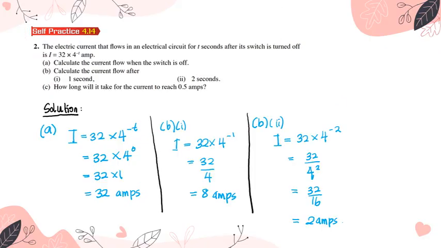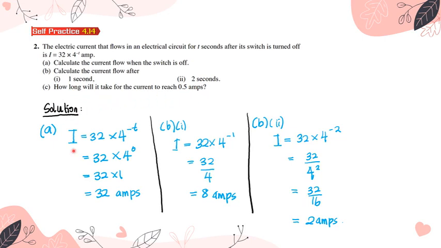Okay, question 2. The electric current that flows in an electrical circuit for t seconds after its switch is turned off is I is equal to 32 times 4 to the power of negative t amperes. So A, calculate the current flow when the switch is off. B1, calculate the current flow after 1 second, and also B2 after 2 seconds. And C, how long will it take for the current to reach 0.5 amperes?